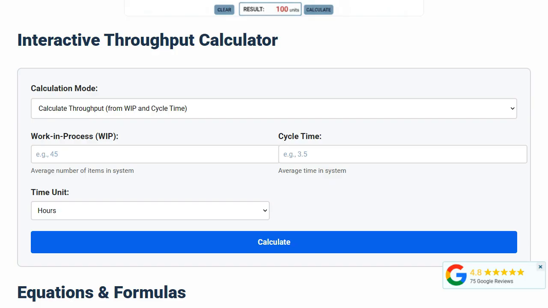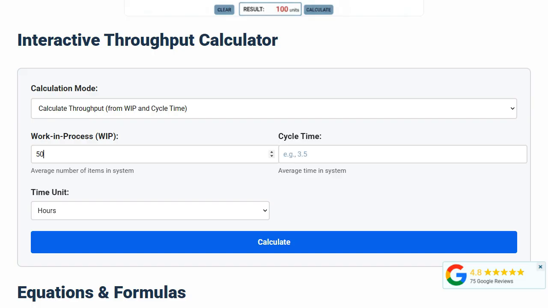To use this calculator, you'll need to enter values for any two of the three key variables. Start by entering your work in progress, or WIP, value, which represents the average number of items in your system at any time. Next, input your average cycle time, which is how long each item typically spends in the system. The calculator will then compute your throughput rate.